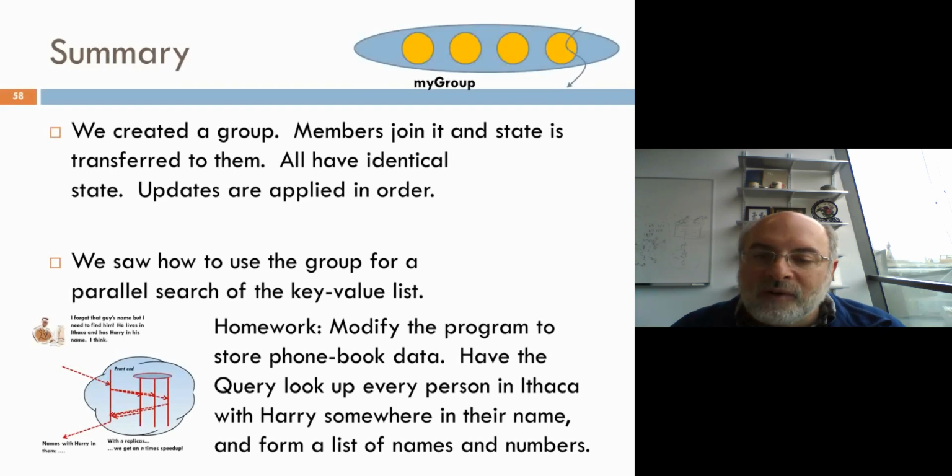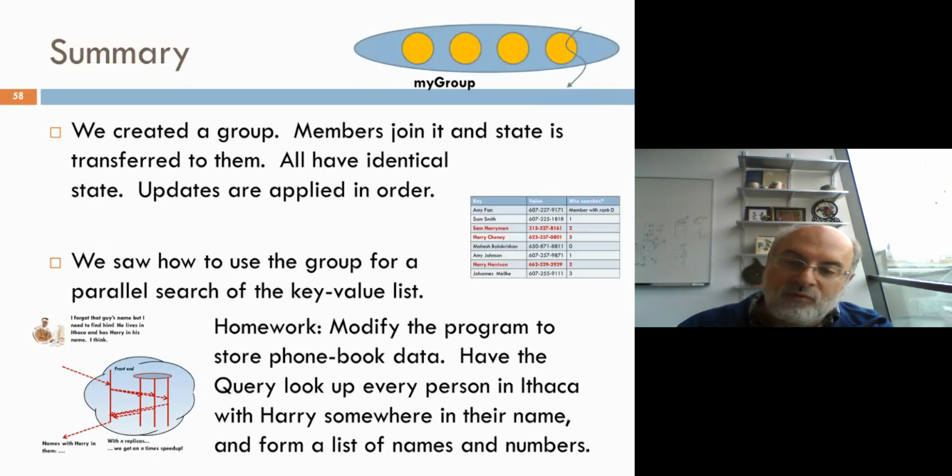So here's the last bit of homework. Take the program and modify it to store phone book data. And then modify the query to look up all the phone book entries that have some name. Let's say that they have Harry anywhere in the name. So here's a phone book, and you can see in red are all the names that have a Harry in them. Sam Harriman, Harry Cheney, and Harry Harrison.